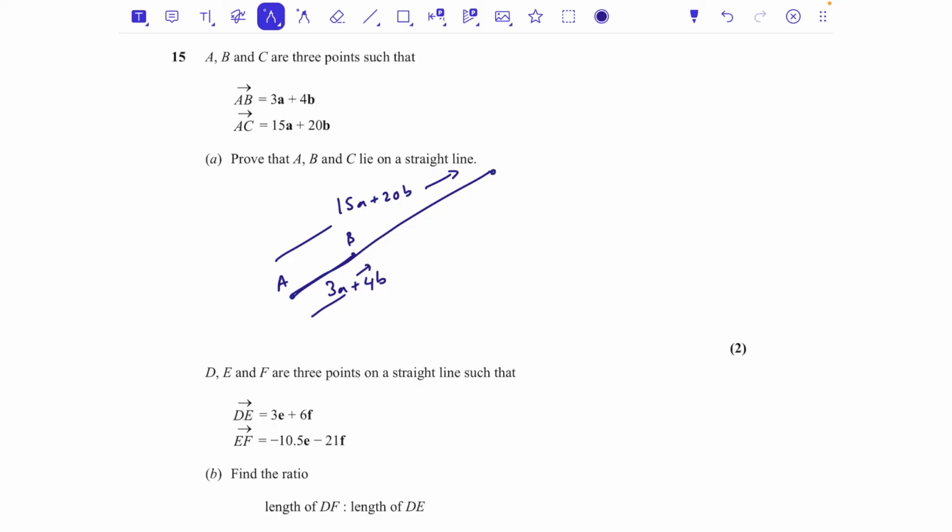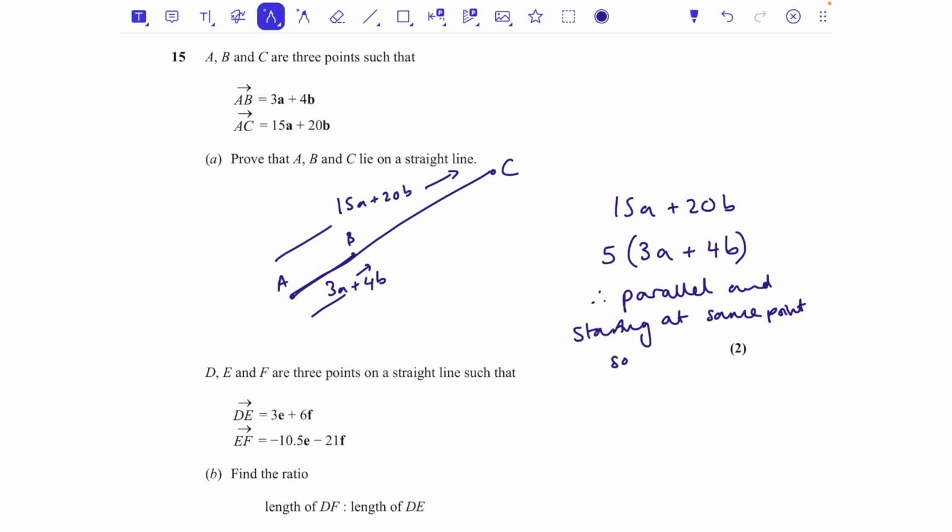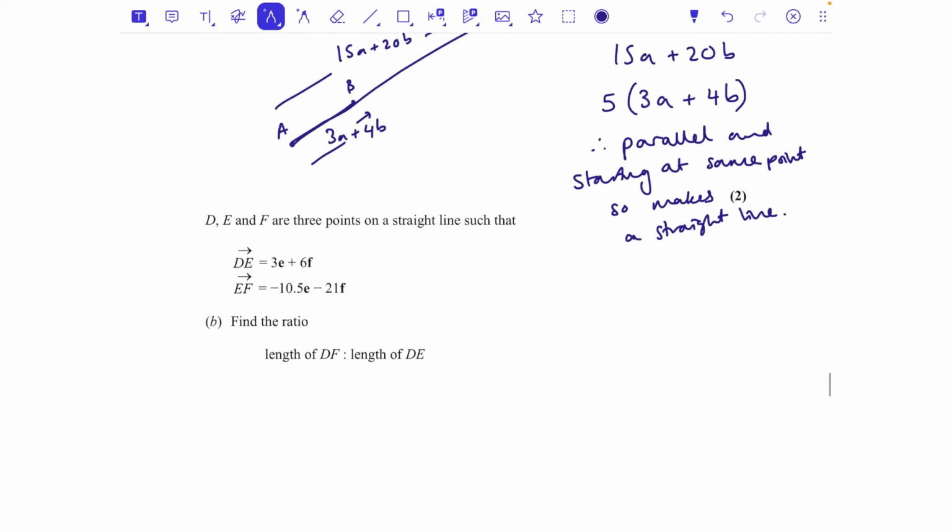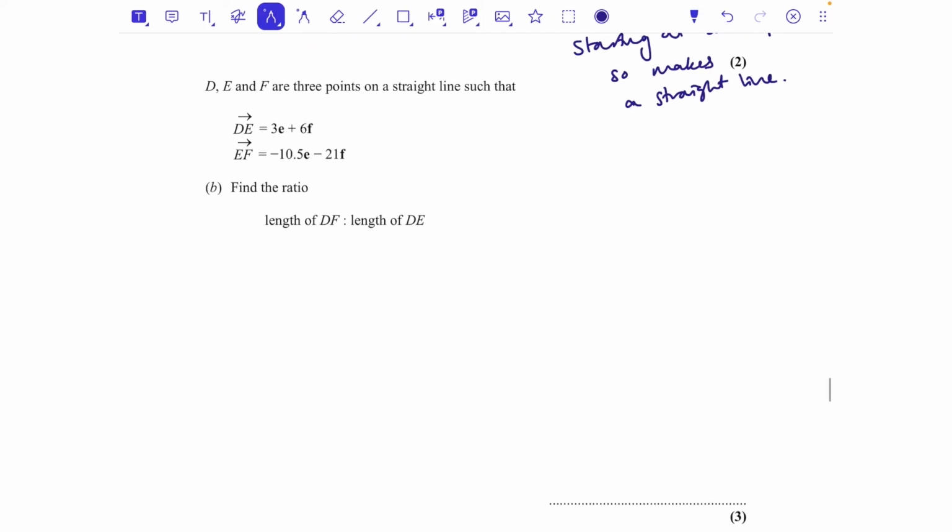Well, all we need to do is show that it's a longer version and show that it's a multiple of that. So we've got C up here. So 15A add 20B, if we take 5 outside the bracket here, we get 3A add 4B. Therefore, it's parallel and starting in the same place, so makes a straight line. If one vector is a multiple of another vector, if it's just been multiplied by a number, then it is going in exactly the same direction, it's just longer. So there we go.